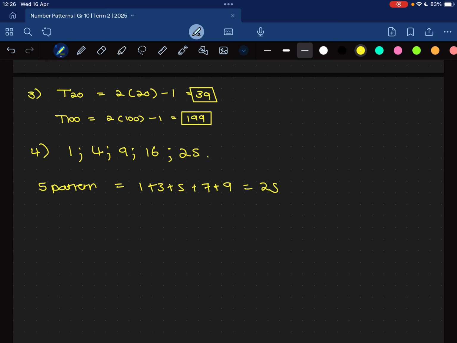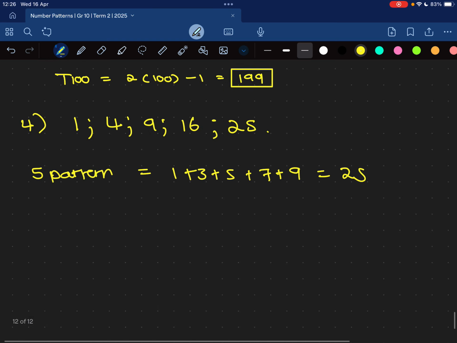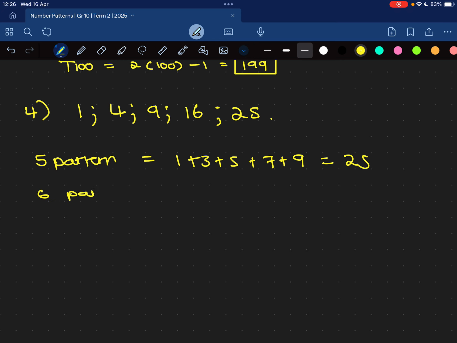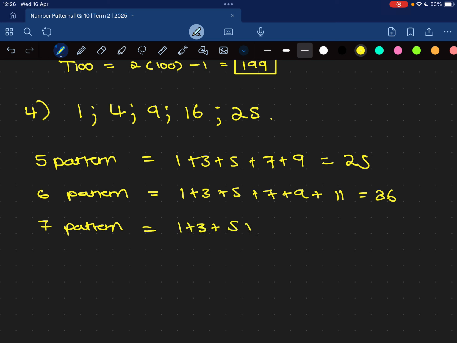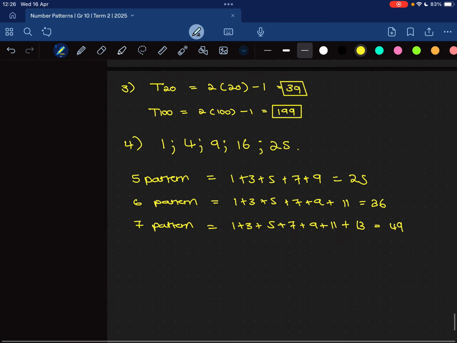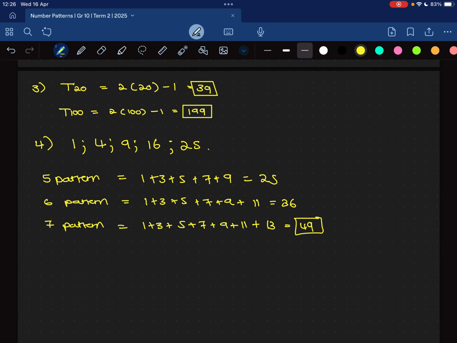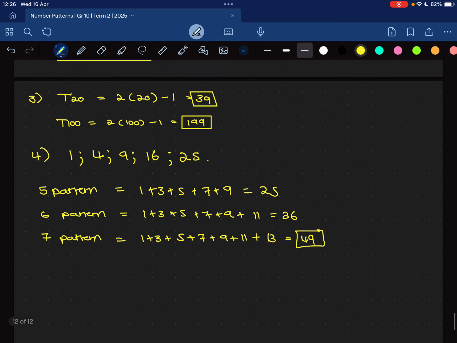Okay, and then we can continue like that. So we're just going to use trial and error for now. So we'll see that the sixth one, we're quite close, so we can just continue. 1 plus 3 plus 5 plus 7 plus 9 plus 11, which is going to then be 36. So then the seventh one inclusive is just going to be 1 plus 3 plus 5 plus 7 plus 9 plus 11 plus 13, which is 49. Okay, so there's 49 in pattern 1 to 7 inclusive.